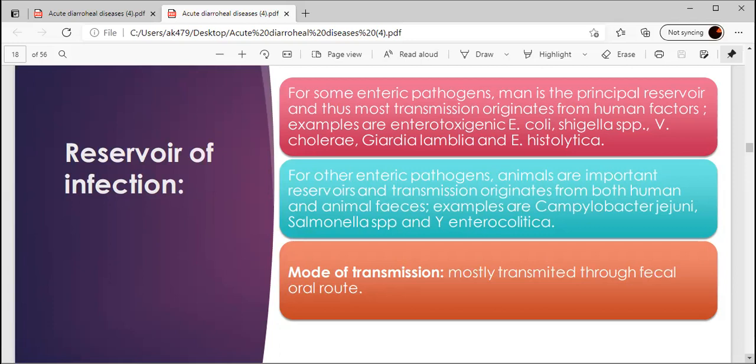For other enteric pathogens, animals are an important reservoir and transmission originates from both human and animal feces. Examples are Campylobacter jejuni, Salmonella species, and Yersinia enterocolitica. Mode of transmission: mostly transmitted through the fecal oral route.